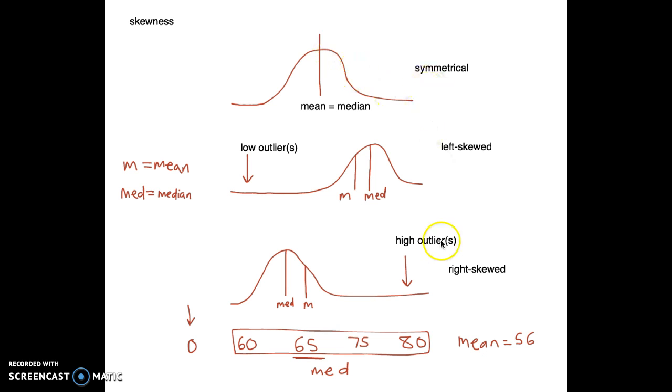So that's the difference between these three different graphs and looking at them left skewed versus right skewed. So remember, the left skewed means that there's going to be left outliers. The right skewed means that there's going to be right high outliers. So hopefully that helps you distinguish between the difference there.